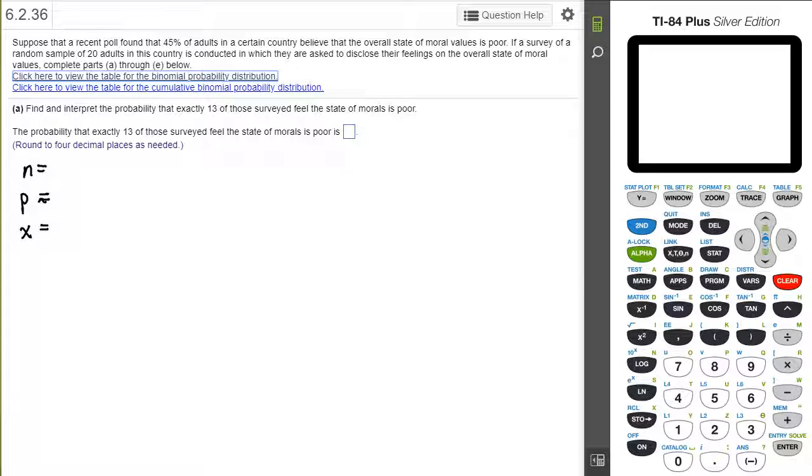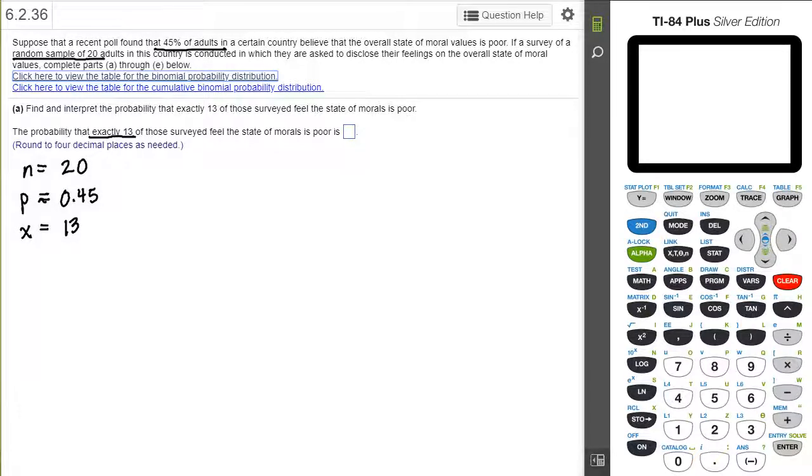So in this case, it says we found that 45% of adults in a country feel some way. That means that's a probability of success, right? A survey of a random sample of 20 is conducted. That's a sample size. And we're asked the following questions: find probabilities related to different situations. In this case, that exactly 13 feel that the state of morals is poor.